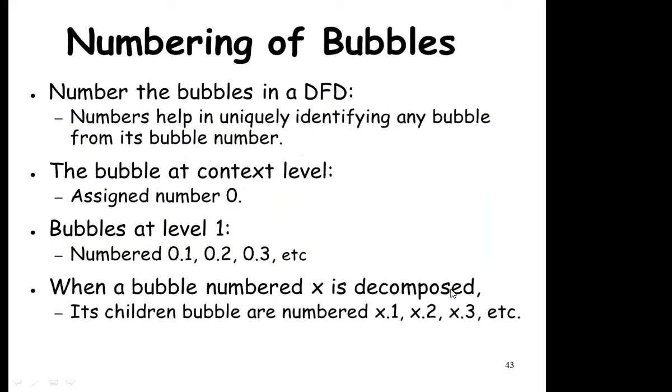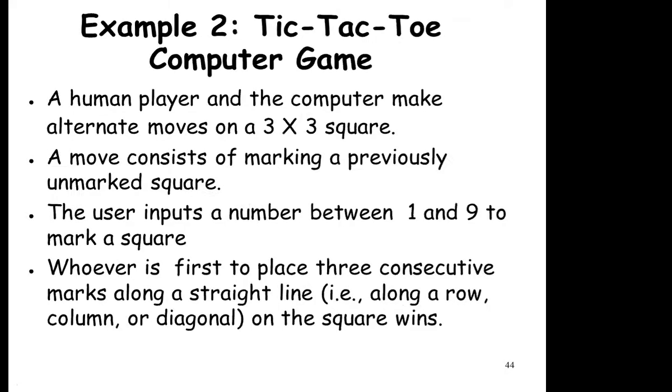Then the numbering of bubbles is very important. The numbering of bubbles tells you at what level you are. And how do we start the numbering? We start with 0, then 0.1, then 0.11, then 0.12. So the numbering of bubbles also shows the decomposition.